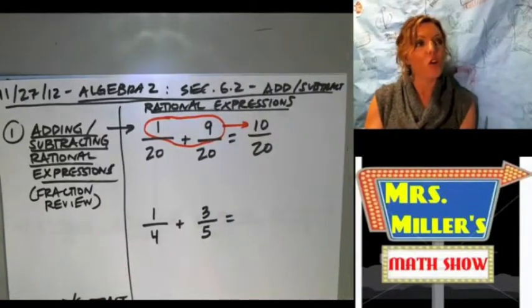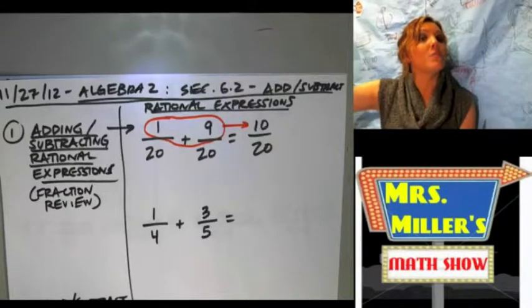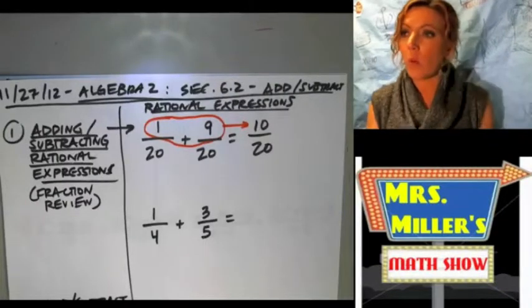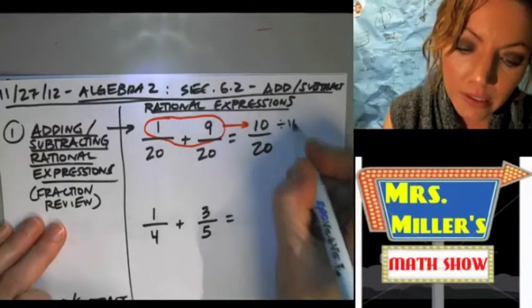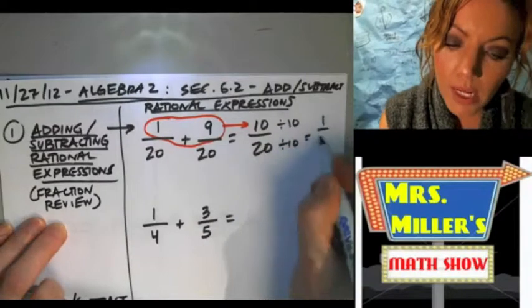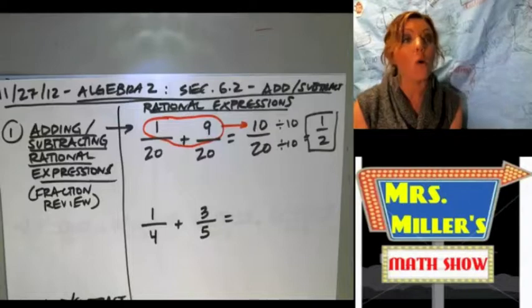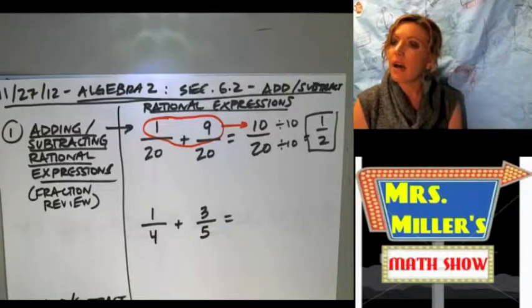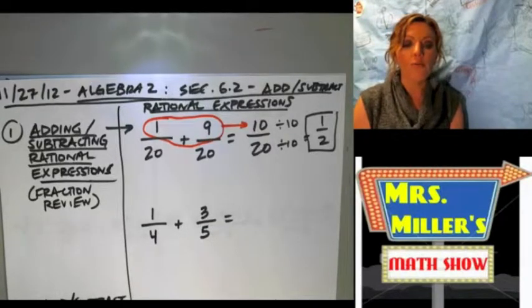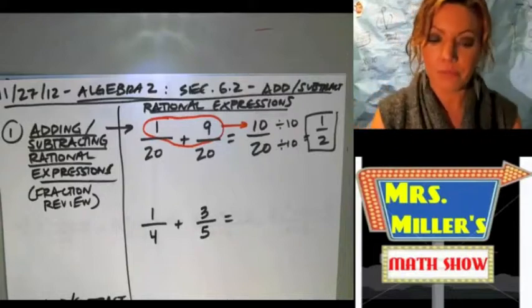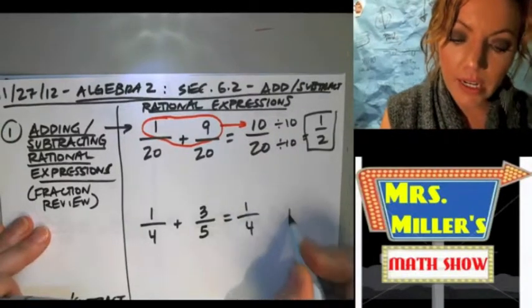10/20. All right, Zach. 1/2. Everybody give it up for Zach. So we divide out anything that they have in common and reduce. Now, in the case of the next problem, 1/4 plus 3/5, now what do we do? Sloan? Good, get a common denominator. Everybody give it up for Sloan.